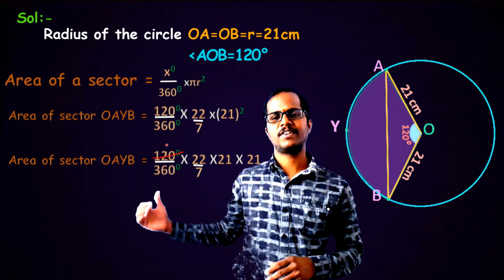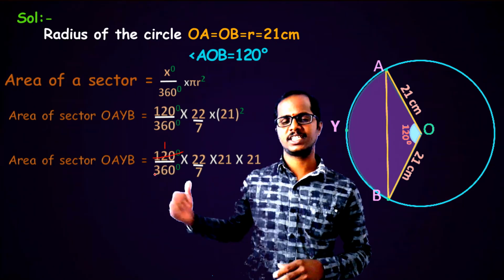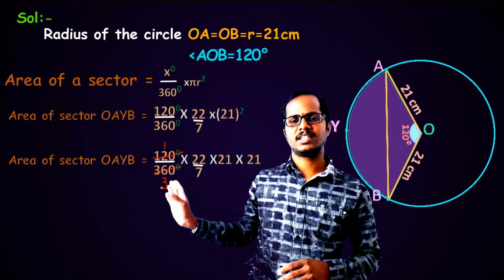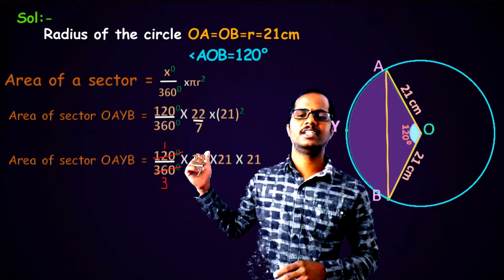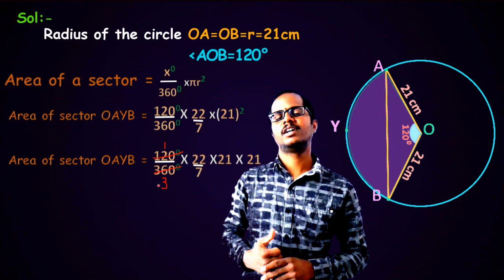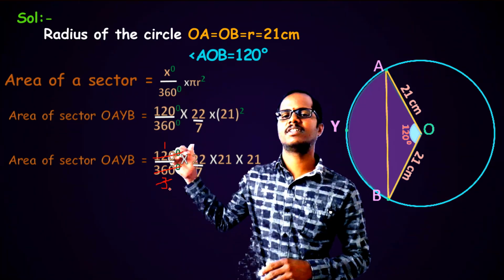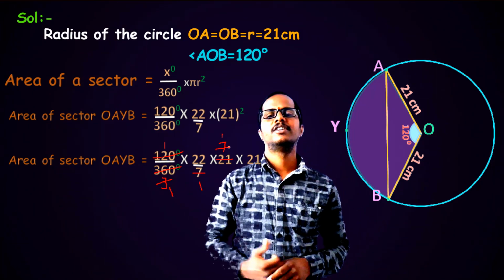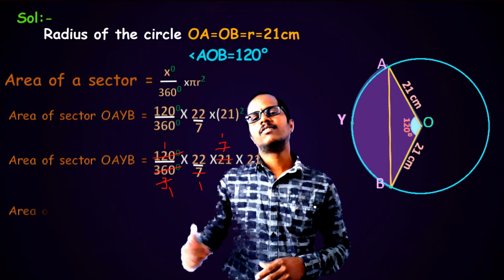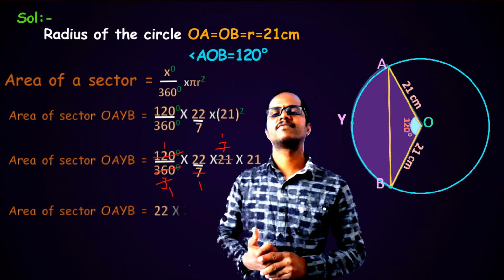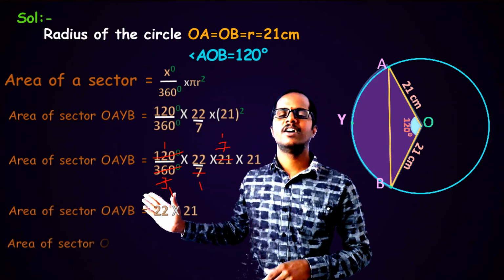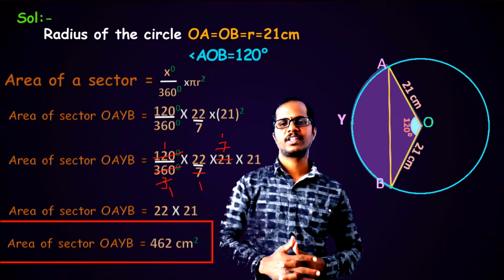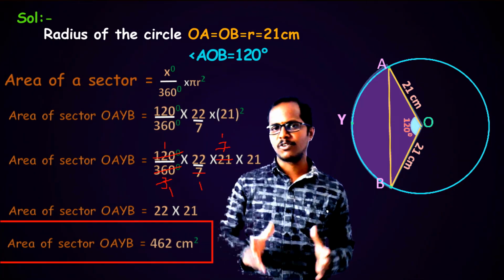12 ones are 120 and 12 threes are 360. Now in the 3 table we can also cancel: 3 ones are 3 and 3 sevens are 21. And further we can cancel 7 ones are 7 and 7 ones are 7. Now we get 22 into 21. By multiplying them we get 462 centimeters square. So the area of the sector OAYB is 462 centimeters square. So we found the area of the sector OAYB.